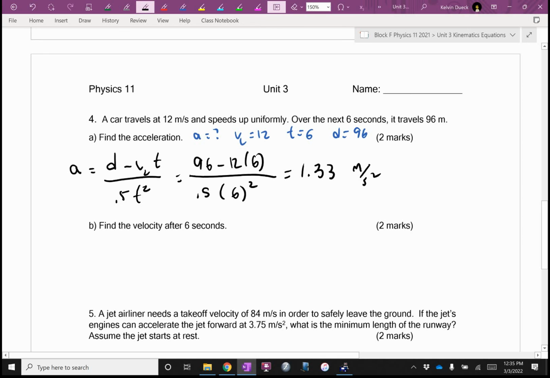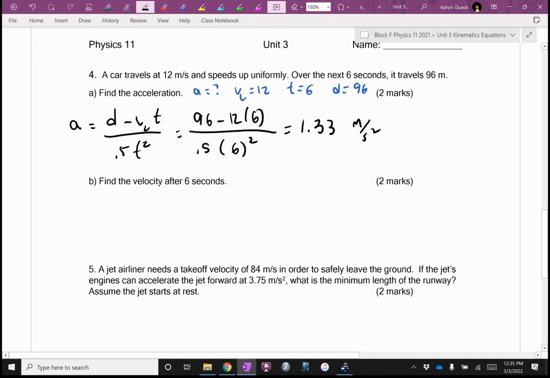I grew up without a calculator. Find the velocity after 6 seconds. I guess this is asking me to find VF.